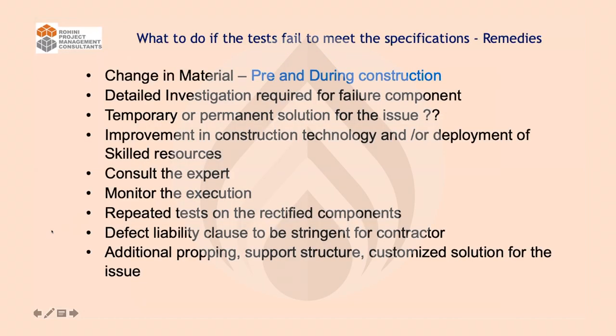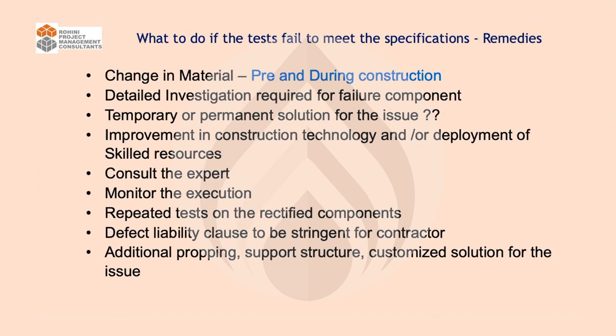So coming on to the topic, what to do if the test fails, to meet the specifications. These are our recommendations, and again, as I said, it's an open-ended topic which can be improved every time. The first suggestion is change in material. That is pre- and during construction. You have tests for soil, concrete, cement, everything. You see that there is a repeated failure in that set of material which you are using.